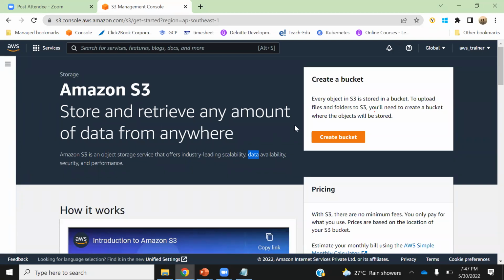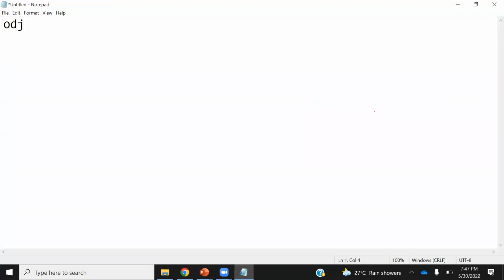So I will start with S3. Now, when you start with S3, okay, before going there, let's talk about storage. So when we talk about storage, cloud generally, then you have file and you have block. Give me 1 minute. So generally on cloud, we classify the storage into three varieties.